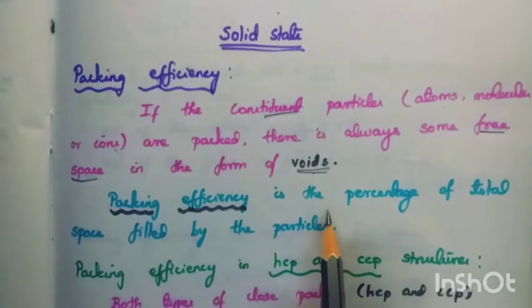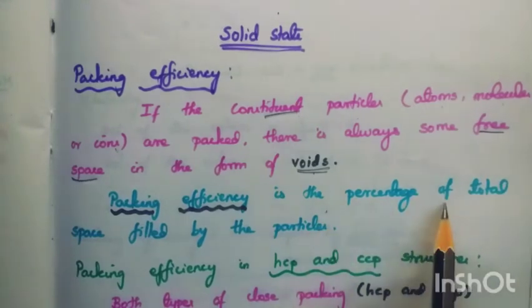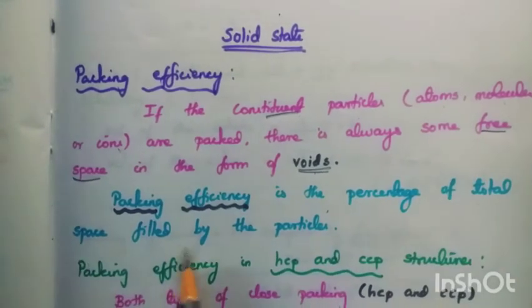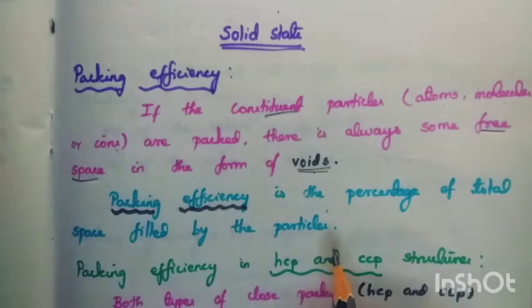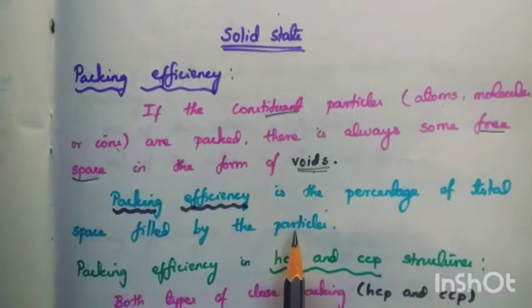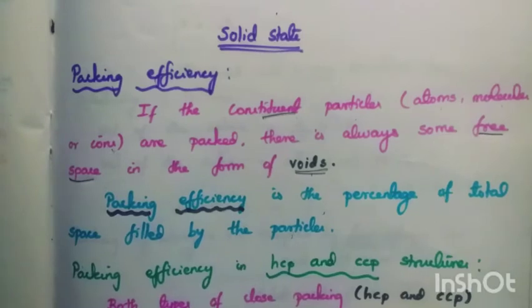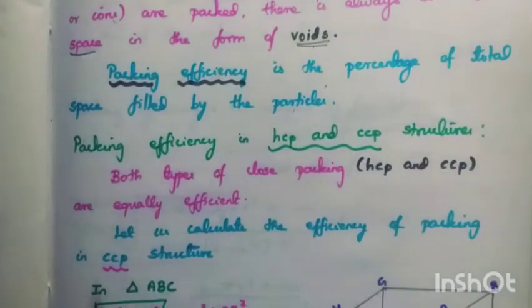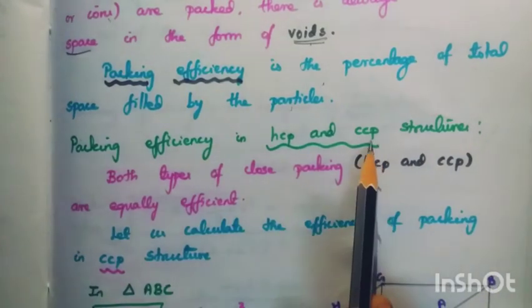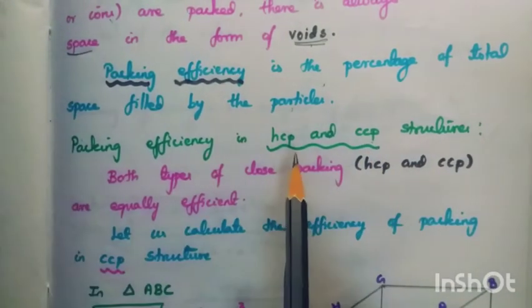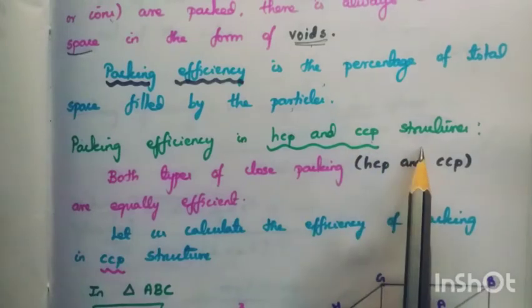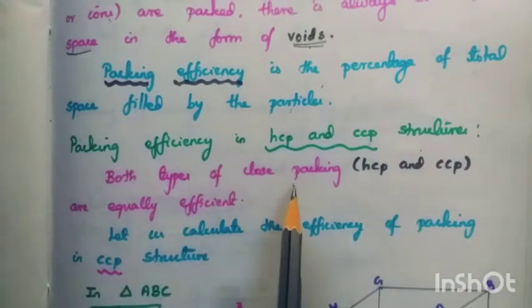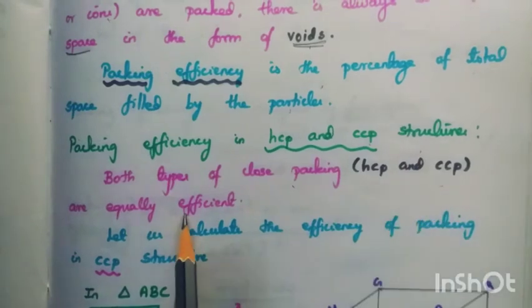So packing efficiency is nothing but the percentage of total space filled by the particles. That is, how much space is occupied by the spheres. Here the spheres are nothing but the particles. It may be atoms, ions, or molecules. Now we are going to find the packing efficiency in HCP and CCP structure. CCP is simply FCC. Both types of close packing, that is HCP and CCP, are equally efficient.